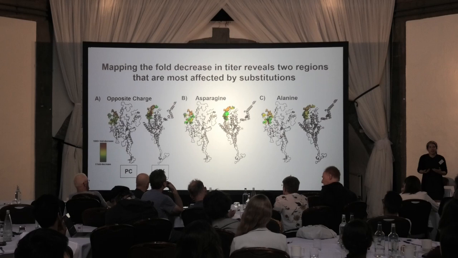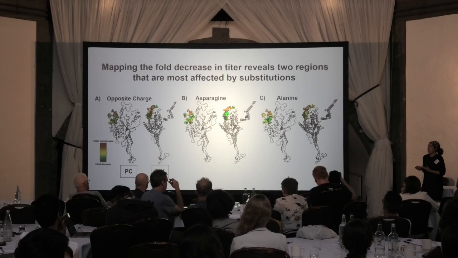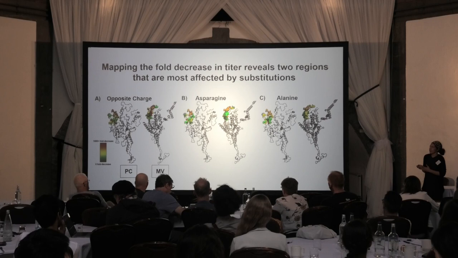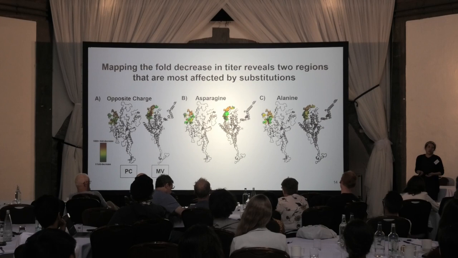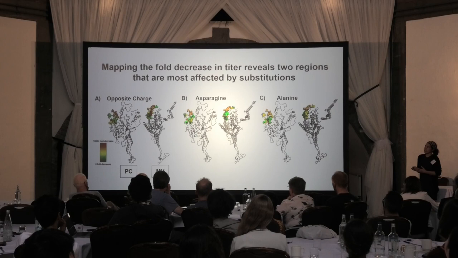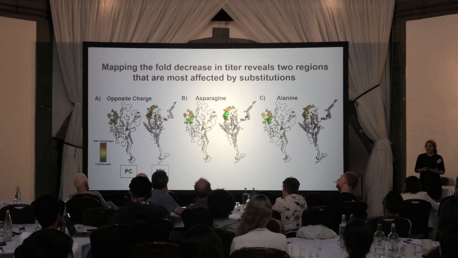Then when going to asparagine, this has even less of an effect than alanine. We see a lot of green here where we did see yellow with alanine, but again, still some orange up at the top. The only time we see a more dramatic change is when we mutate to the opposite charge. There we begin to see the presence of some red and darker orange up at the top.